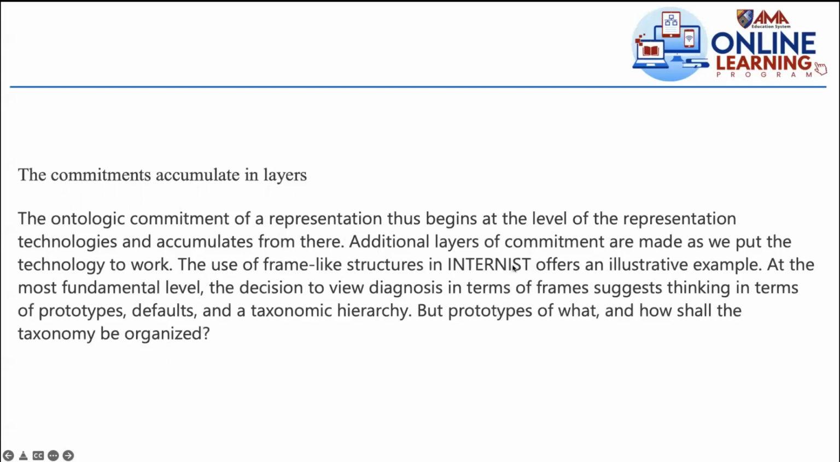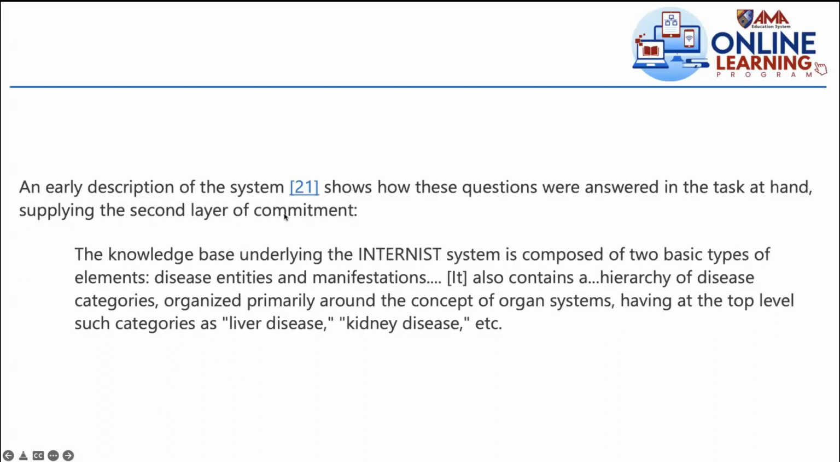You already selected the technique to represent knowledge, but the next question is, prototypes of what? That's very important to answer because you have to put it in the program. That program will think in terms of frames, and the programming language will be using these frames. But prototypes of what? And how shall the taxonomy be organized? That's why commitments accumulate in layers. An early description of the system shows how these questions were answered in the task at hand, supplying the second layer of commitment.